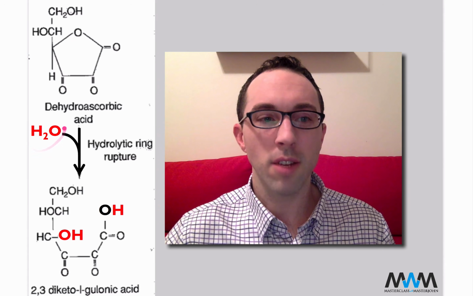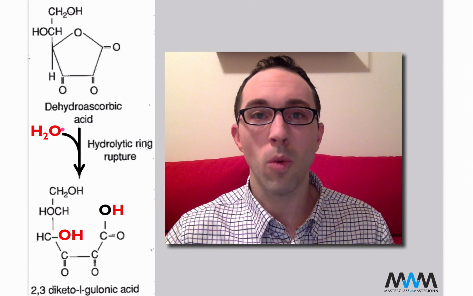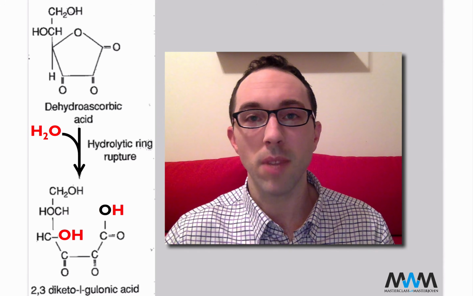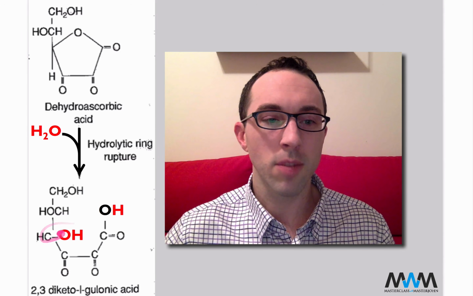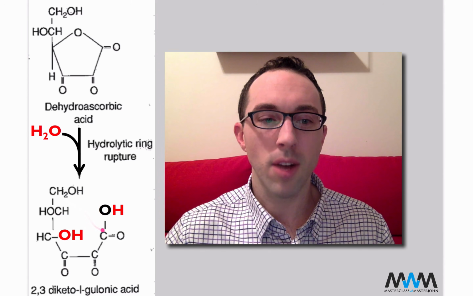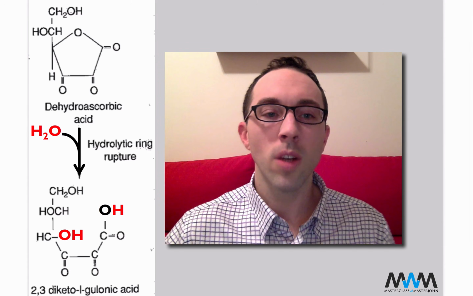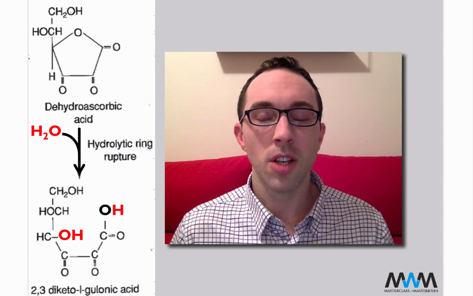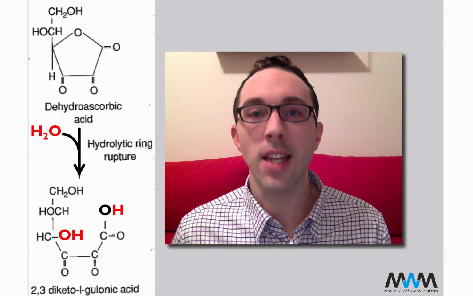That bond is what can get ruptured apart. I put the water in red to make it easier to see what's happening. Water is an H and an OH, H2O. The H comes over here and the OH comes over here, and in the process breaks apart that ring. Once dehydroascorbic acid undergoes hydrolytic ring rupture, you can never get it back to any of the other forms.